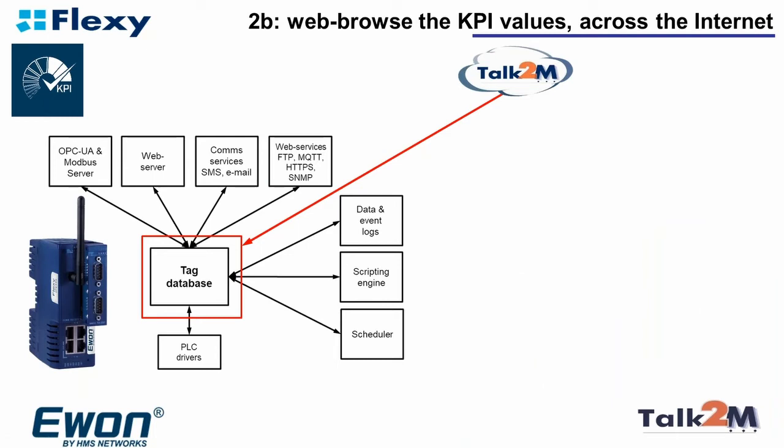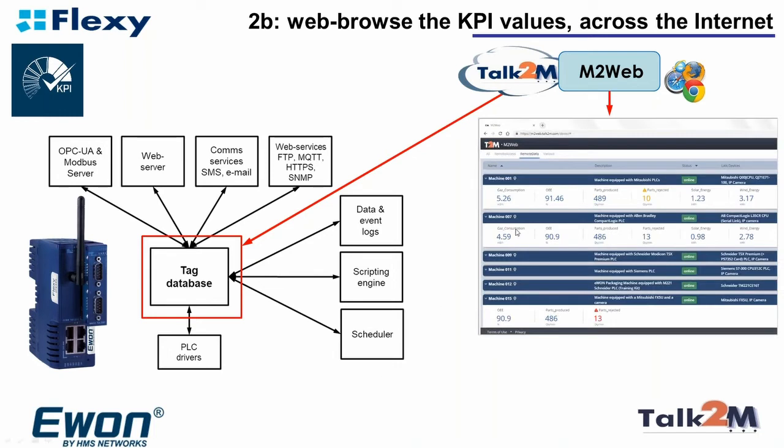You may want to web view those KPI tags across the internet. You'll have the Ewon connected to Talk2M. So you can use the M2Web web portal for Talk2M. And through that web portal, you can then use a browser, any standard browser, to see the tags. And you can see here, these are the 6 special tags I mentioned. And these tag values are visible to the user of Talk2M, even if you're not actually online with that particular Ewon at that time. The data is being fed back in real time straight to the Talk2M portal, and you can see those visible to you inside your browser.